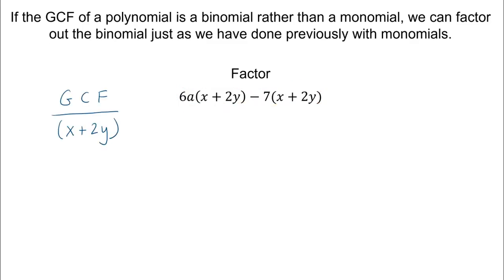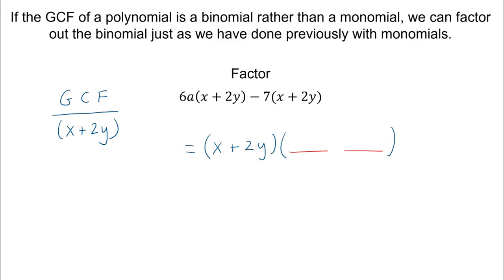Now remember, once we've identified the GCF, when we factor a polynomial, we're always going to write that GCF out in front of our parentheses. But in the cases where we have a binomial GCF, we also have to put the binomial GCF in parentheses. And then, just like we did in our previous videos, we'll figure out what goes inside the second set of parentheses by dividing each term by the GCF.